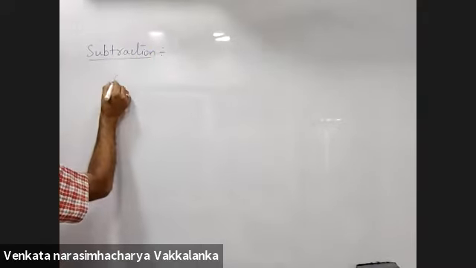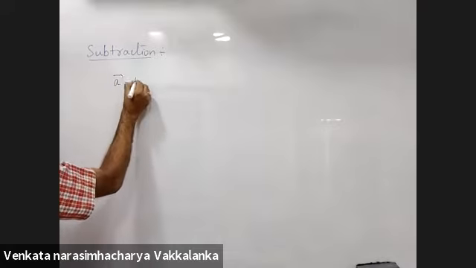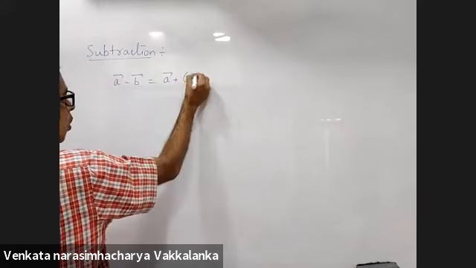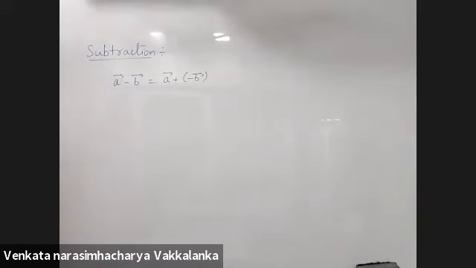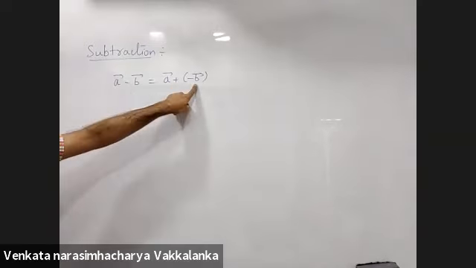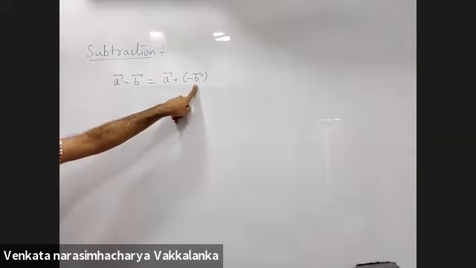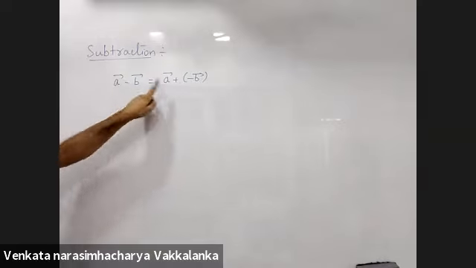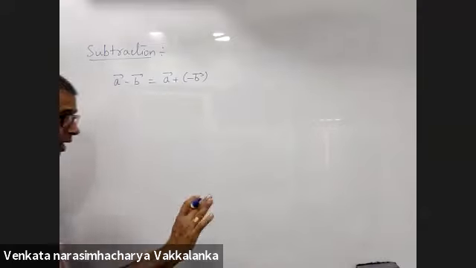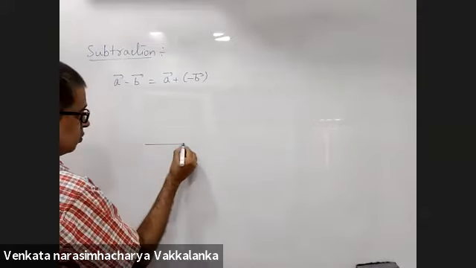There is no new rule for subtraction of a vector. It is nothing but a plus of minus. A minus B is A plus of minus B. Watch out for this.